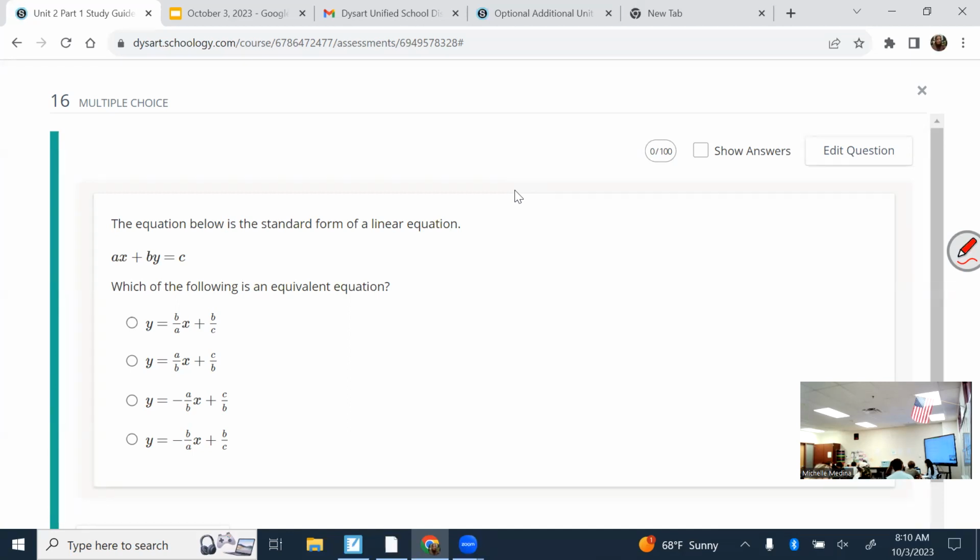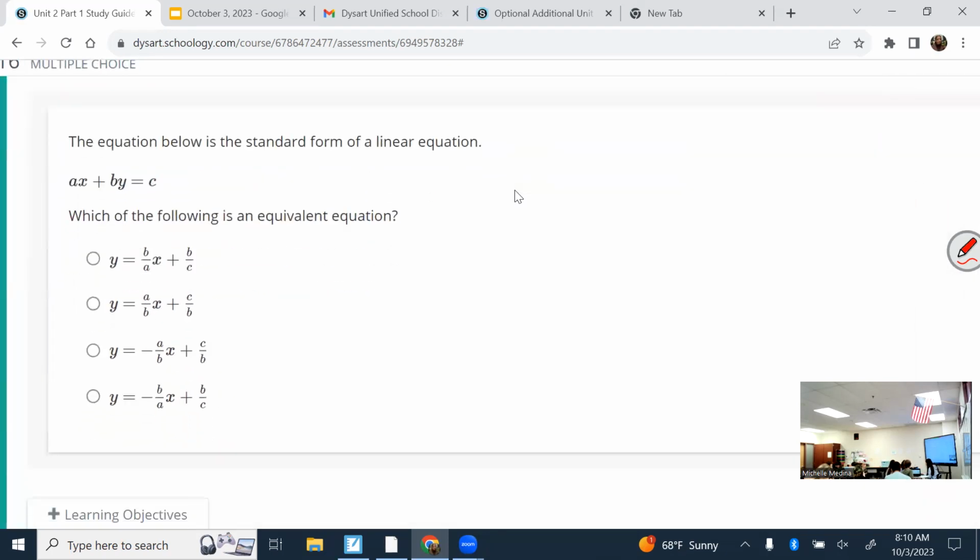Number 6. So the equation below is the standard form of a linear equation, AX plus BY equals C. Which of the following is an equivalent equation? Look at all your answer options. What's alone? The Y. So basically, I need to take my standard form and rearrange it so that the Y is alone. And then by doing that, do you guys know what type of equation this makes? Slope-intercept form when you isolate the Y.